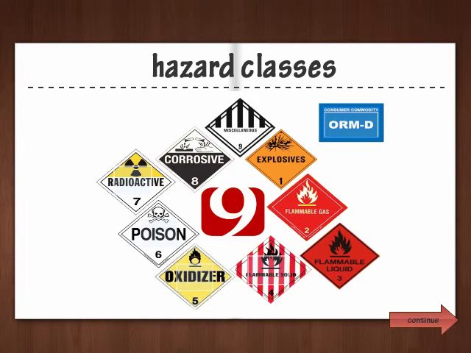The HMR places substances identified as being hazardous into one of 9 hazard classes. Each of the hazard classes has a number and a particular identifying sign with it. Roll your cursor over each hazard class sign to see specifics.